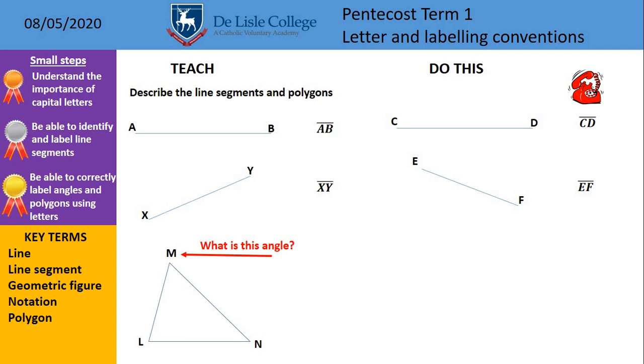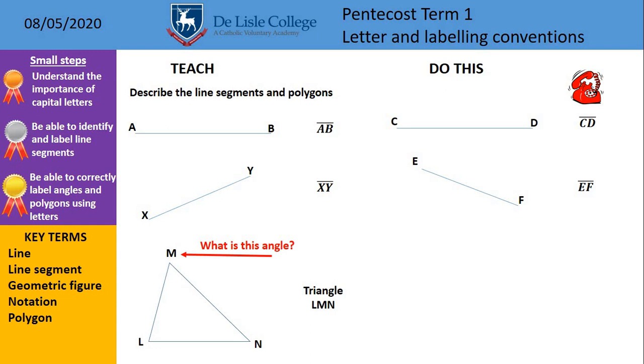Now we need to look at some angles. First things first, we've got a shape there. It's a triangle. We need to label that shape, and we would label that again using capital letters. The triangle would be LMN. You label all three letters, and again you would tend to go with alphabetical order.